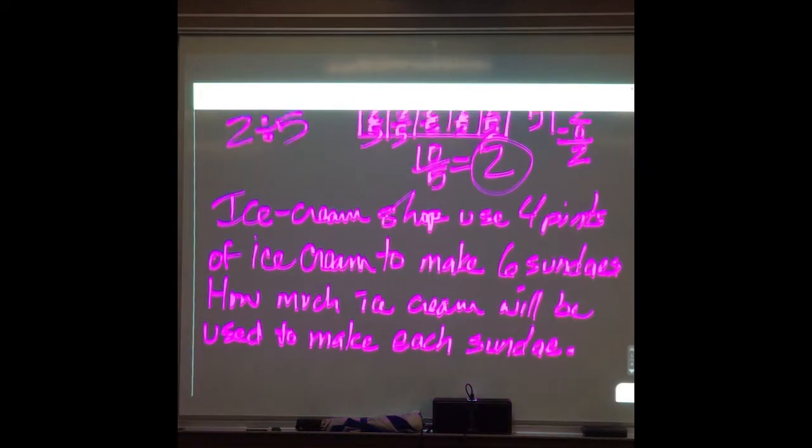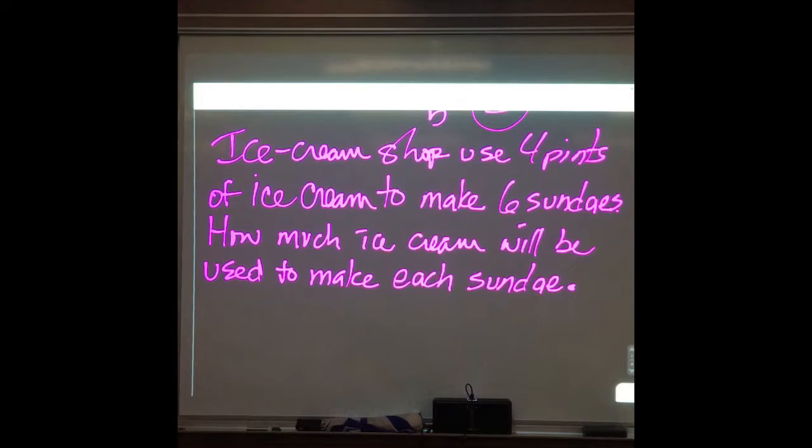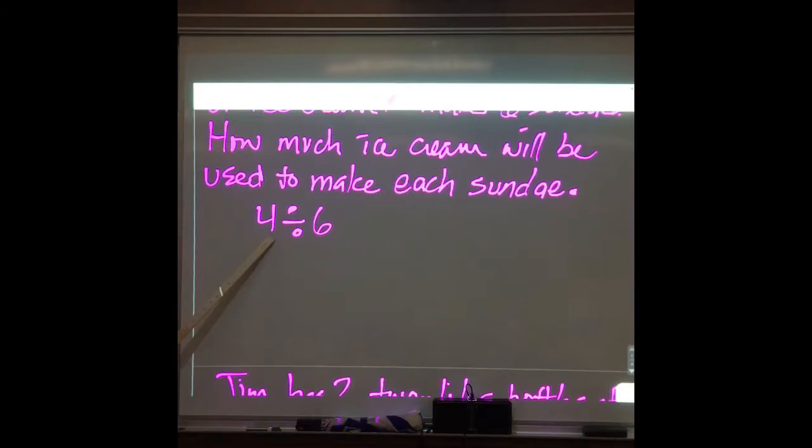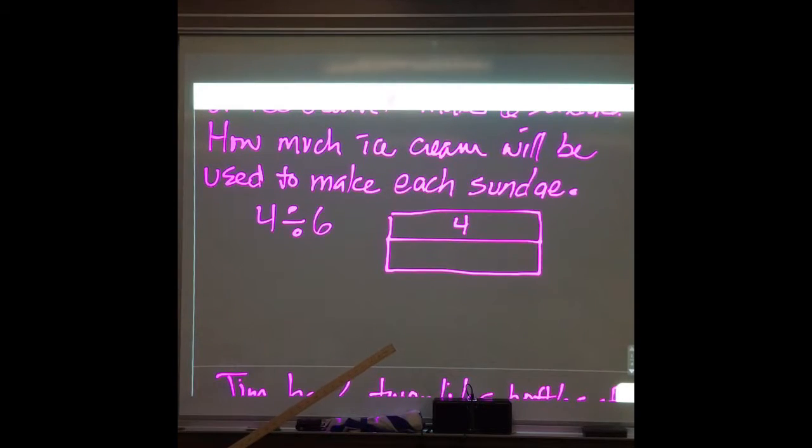Let's go on to another one. The ice cream shop uses 4 pints of ice cream to make 6 sundaes, right? 4 divided by 6. Well, we could put our tape diagram. We have 4 liters of ice cream. Well, we're going to have to divide this up into 6. I like to cut it in half. And then I know I'm going to put 3 over here and 3 over there. So I'm going to put 2 more like that and 2 more like that. If we break this up into 6 boxes, what do you think our number is going to be? 4/6. 4/6 is correct.